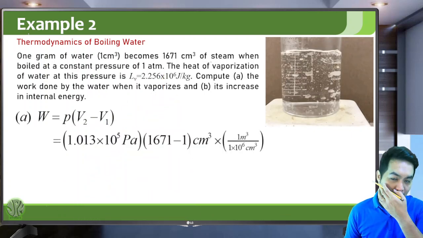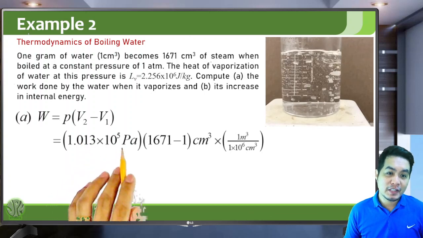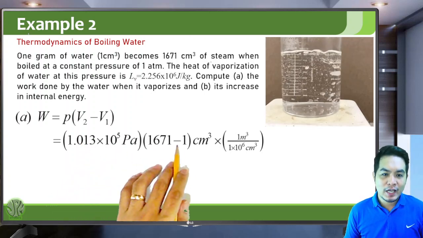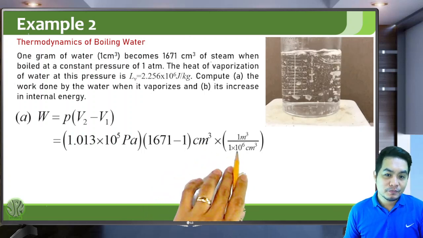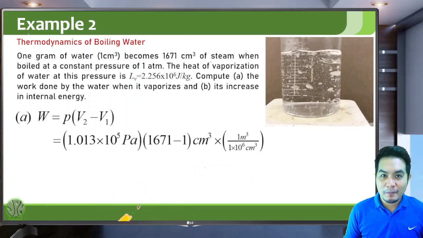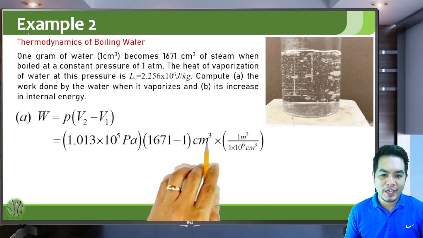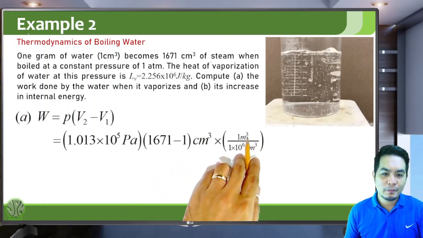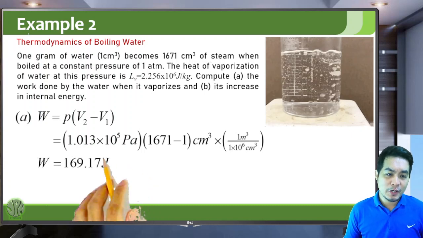Of course, we need to convert that into standard units. 1 atm is 1.013 times 10 to the 5 pascals. And 1 million cubic centimeters is equivalent to 1 cubic meter. So 1 million ml is 1 cubic meter. The cubic centimeter unit will cancel and you will get cubic meters times pascal, and that will give you a unit called joules.